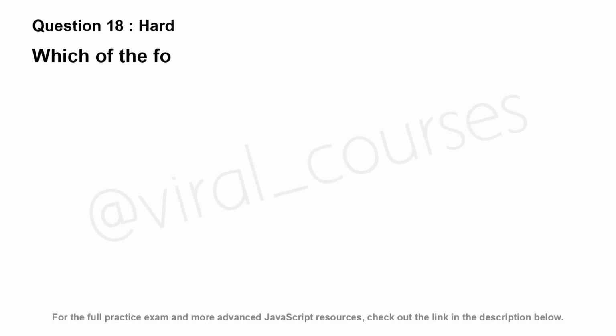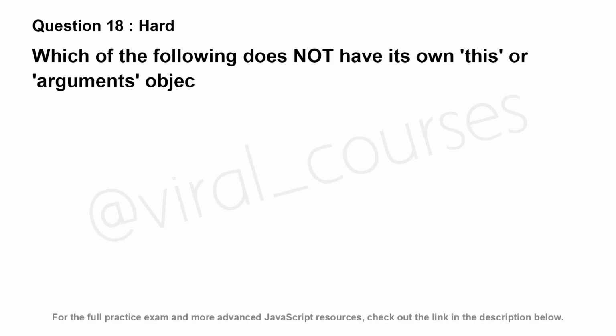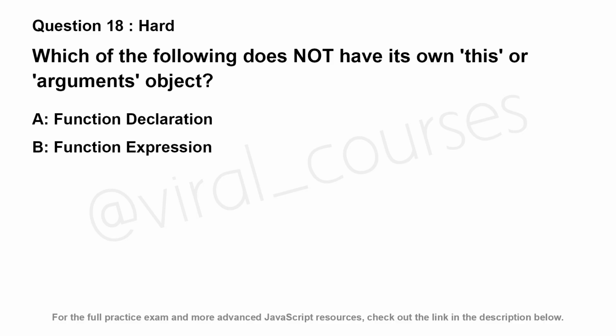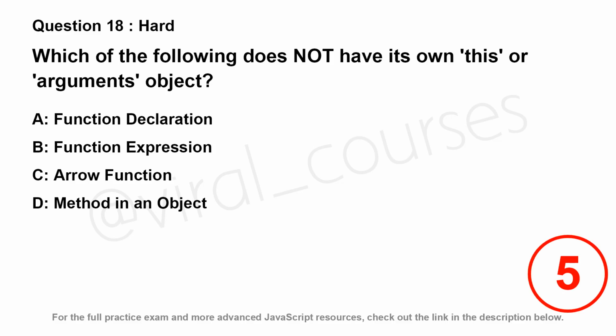Which of the following does not have its own this or arguments object? Option A, function declaration. Option B, function expression. Option C, arrow function. Option D, method in an object.